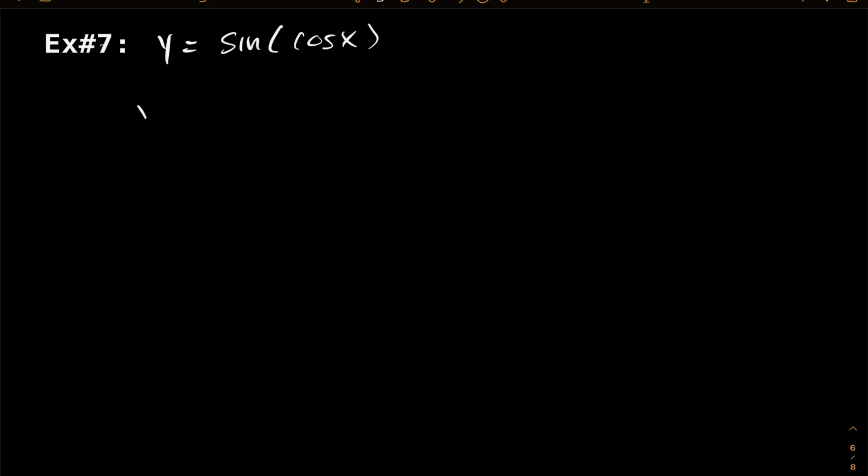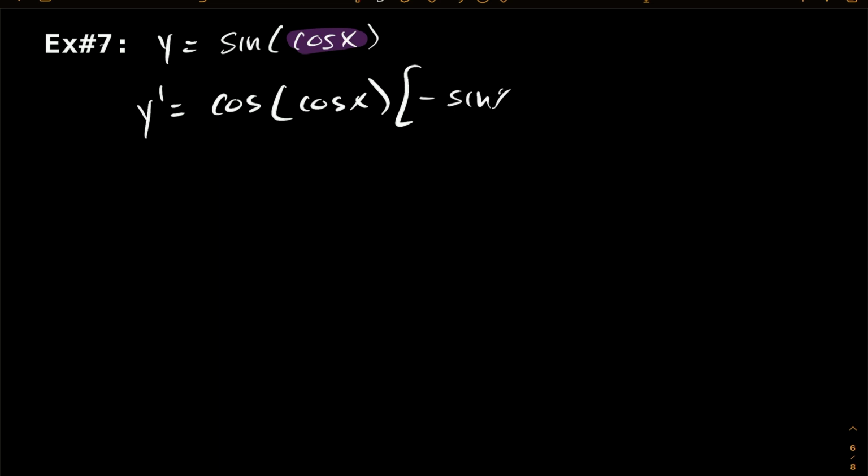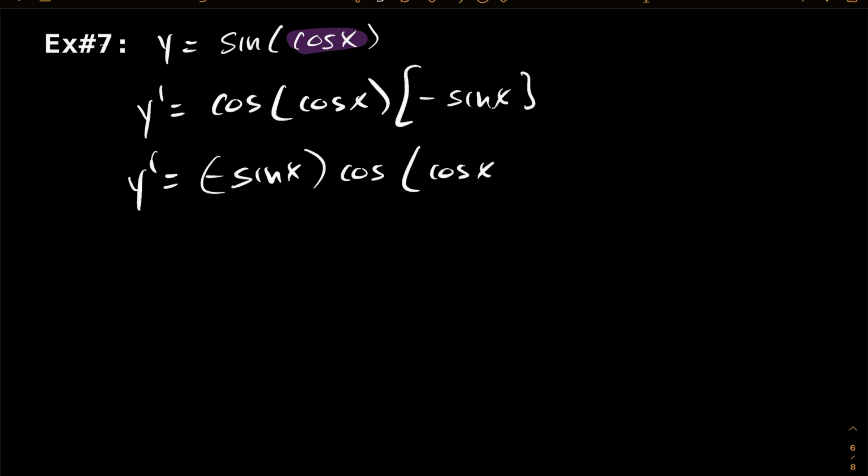Let's take a look at this one. So for this example here, we're going to take y prime. Now y prime is going to be the derivative of sine, which is cos. So this would be the cos of x. Notice we're treating this as your angle, right? The derivative of sine is cos, and then we write this back down. Now I have to take the derivative of the inside. Well, the derivative of the inside is the derivative of cos, which is negative sine x. So in this case here, y prime is negative sine of x times the cos of x.